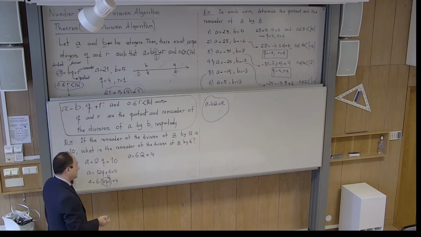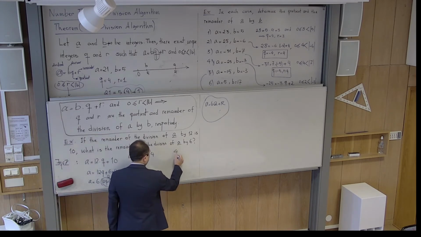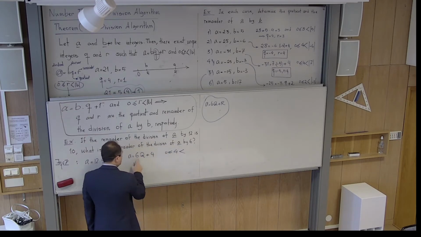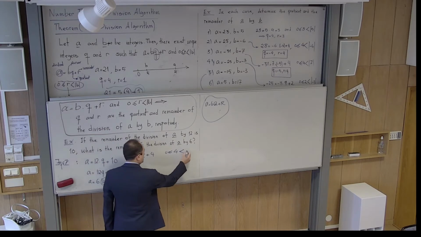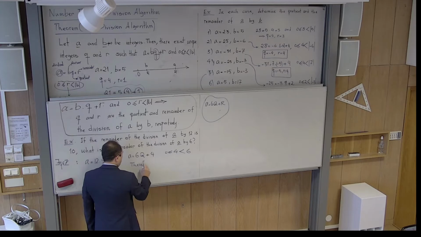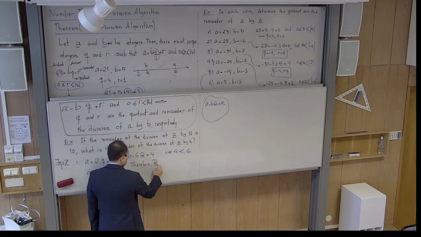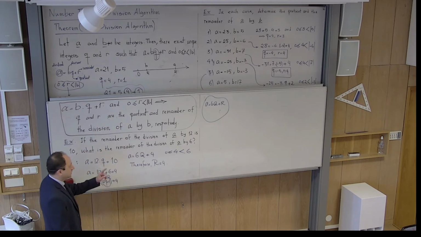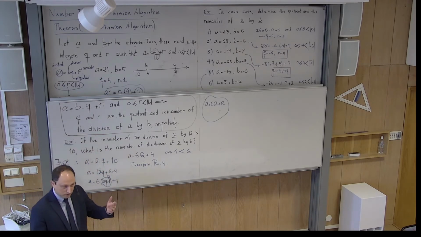Yes. Why? Because 4 is greater than or equal to 0 and is smaller than the absolute value of this number, which is 6. So therefore, the remainder that is asked in the problem is 4. And that was correct. Do you remember? When I divided 58 by 6, I got the remainder to be 4.